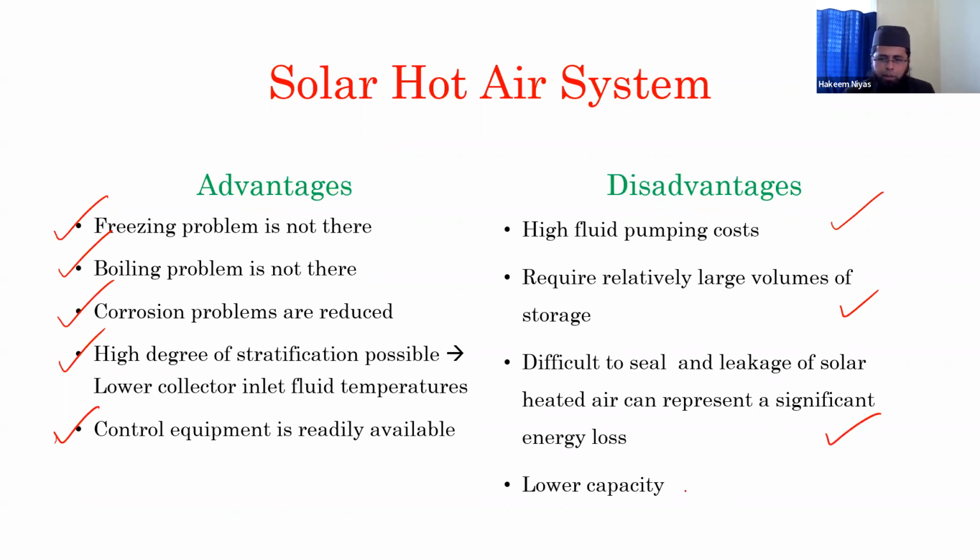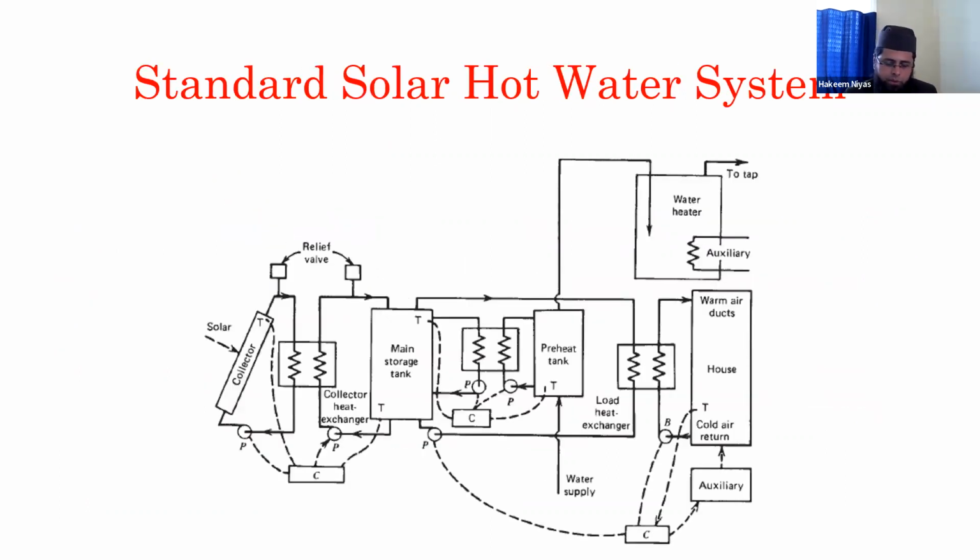And leakage is a problem and lower capacity. So to address these issues, we have the solar hot water system. So I can say, in both hot water as well as hot air systems, we are heating using air only. Our end fluid is air only, but the working fluid in this circuit is water. In this area, it is water.